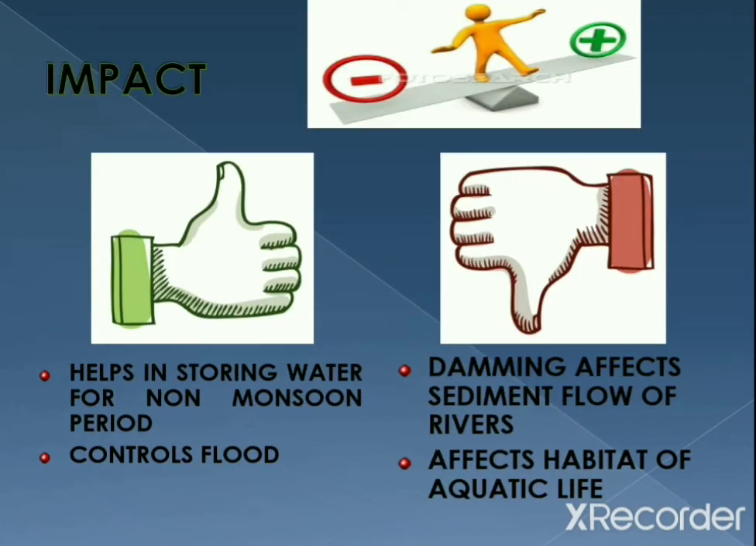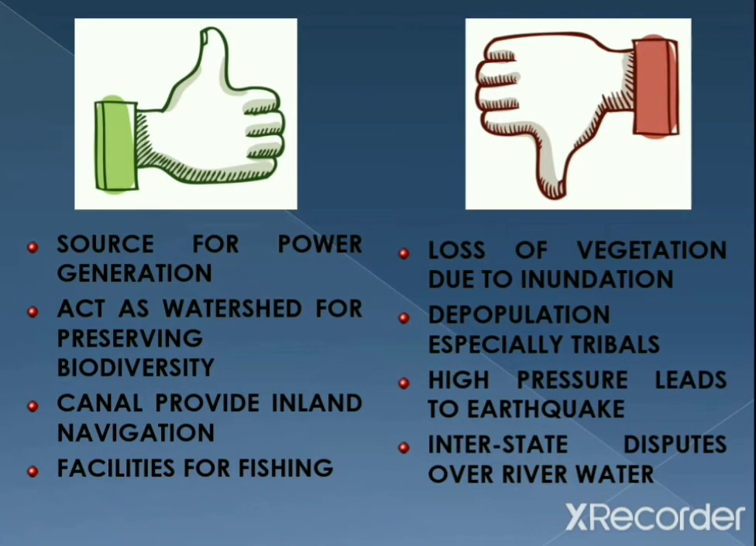At the same time, the damming affects the sedimentary flow of rivers, and this will affect the habitat of aquatic life. The inundation by dam water leads to loss of vegetation and wildlife. It also leads to depopulation, especially of tribals. The high pressure on these multipurpose river valley projects can even lead to earthquakes. There are several inter-state disputes over the sharing of river water when multipurpose river valley projects commence.